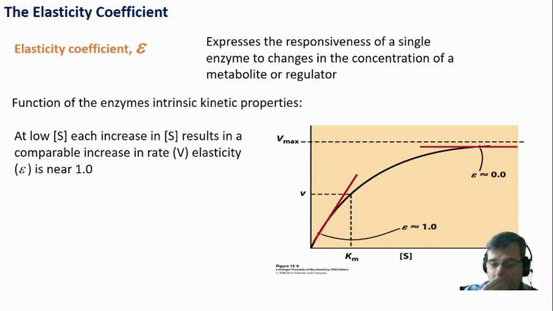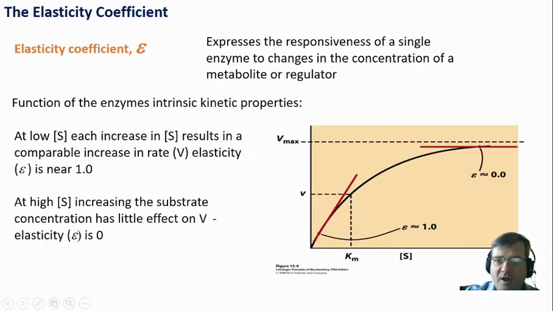So if you look here at low concentrations on our standard rate curve, we've got substrate concentration increasing along the bottom and velocity up the side for a particular enzyme. At low concentrations, say well below the Km, if we increase the substrate concentration, we see a comparable increase in the rate. So as we increase substrate concentration, the rate's going up. That means that the elasticity is near the extreme here, 1. You change the substrate concentration, the rate changes.